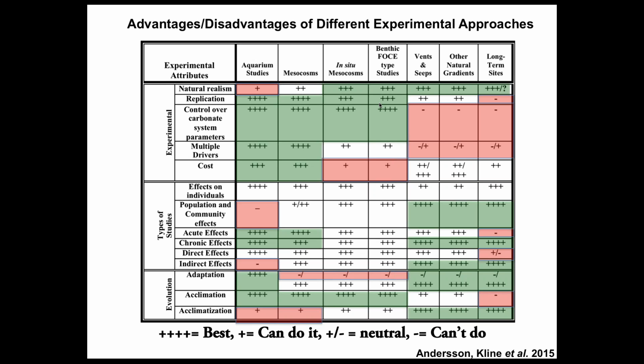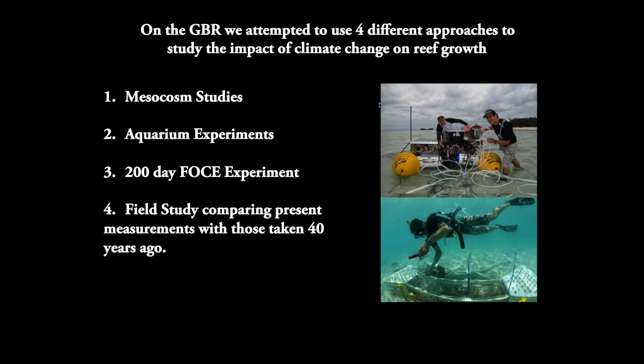So you can see that any approach you use is going to have some advantages and disadvantages, and that's why I think it's so crucial to combine a variety of different approaches to really try to get a more well-rounded understanding of impacts. So today I'm going to talk about how I tried to put this practice into effect by combining a variety of different approaches.